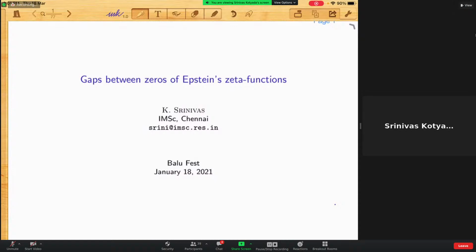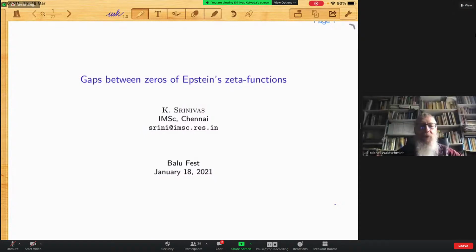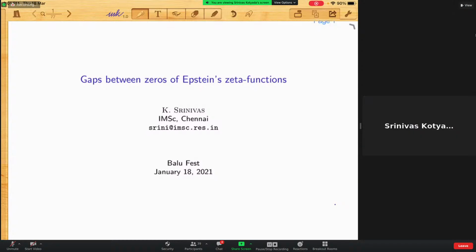Sure. So it is my pleasure to introduce the second talk of this session, which will be given by K. Srinivas: gaps between zeros of Epstein zeta functions. So please, Srini. Thank you, Michelle. And I thank the organizers for such a wonderful event. Unfortunately, it is online. It would have been much nicer to have a physical meeting in Chennai. So my talk is gaps between zeros of the Epstein zeta function. This is a problem that I have been working on for quite some time, and there are some interesting developments that I would like to share with all of you.